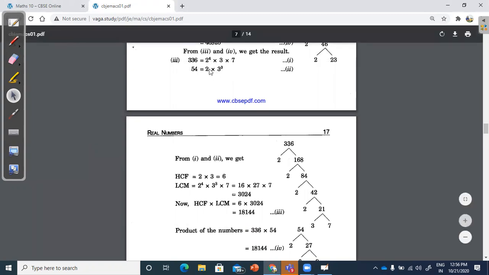So here we are having 2 to the power 4 and 2. So what will I take? I'll take 2 to the power 4. Here we have 3 and here we have 3 cube. So what will I take? I will take 3 cube.